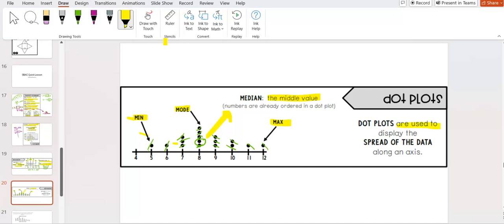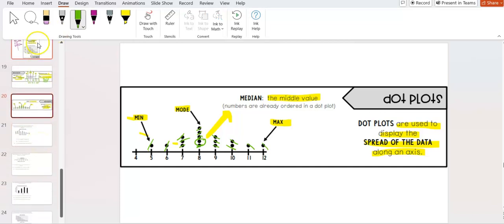Dot plots are used to display the spread of data along an axis. So you use a dot plot when you really want to see, is my data skewed right or left? Is my data evenly spread? Are there any huge outliers or gaps in my data? Dot plots really help with those. All right, we don't have a lot of time left, but that's all of the information that you had to write down for notes.